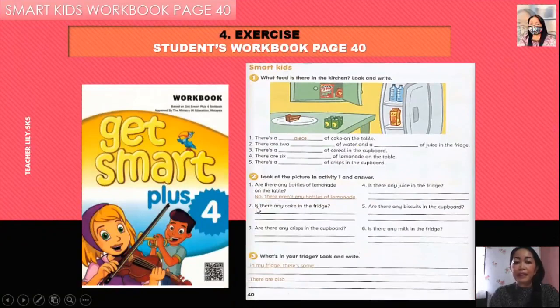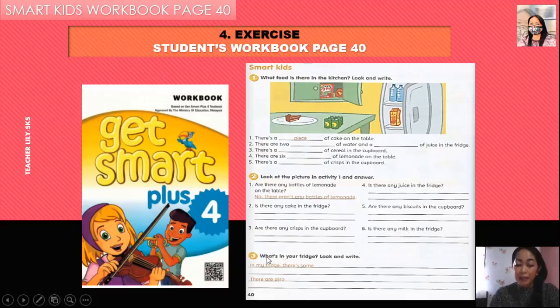Okay, let me read for you the question number 2. Is there any cake in the fridge? Are there any crisps in the cupboard? Number 4, is there any juice in the fridge? Are there any biscuits in the cupboard? Is there any milk in the fridge? So you answer later on.